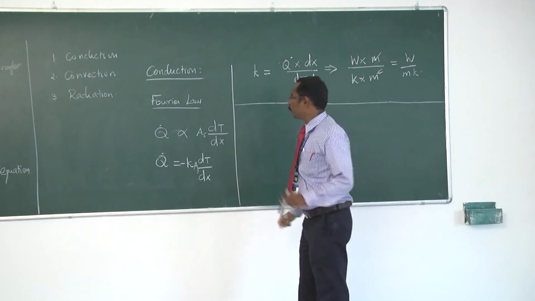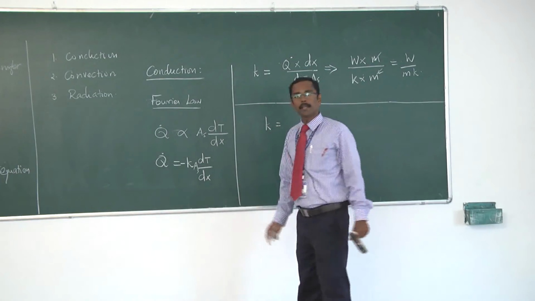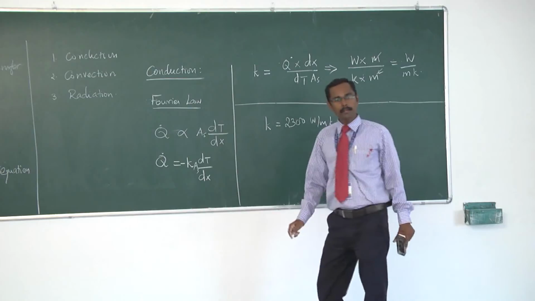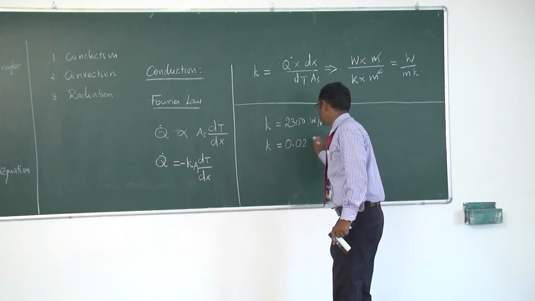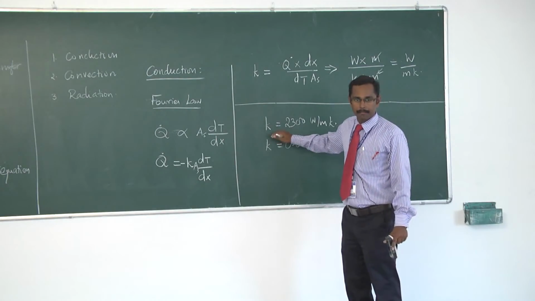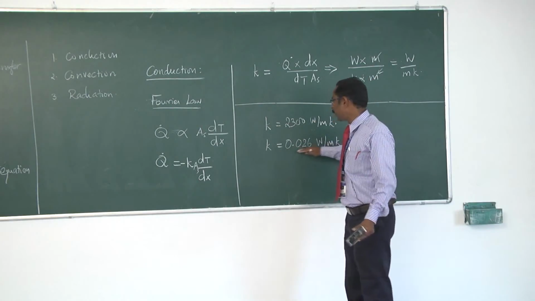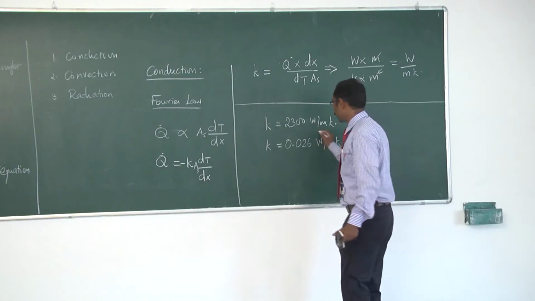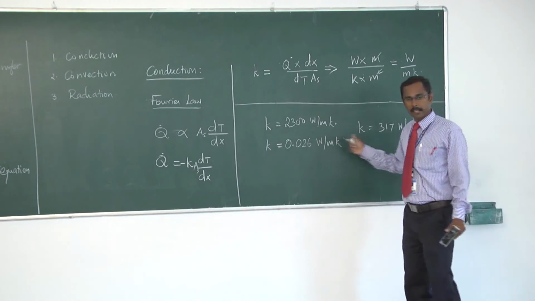Now I have to give some values of thermal conductivity for different materials. The maximum thermal conductivity material is diamond, 2300 watts per meter Kelvin, and the lowest thermal conductivity substance is air. For air, thermal conductivity is 0.026 watt per meter Kelvin. In between, aluminum, bronze, brass, copper and wood are materials having thermal conductivity between 0.026 and 2300. For example, gold, which we regularly use, has a thermal conductivity of 317 watt per meter Kelvin.